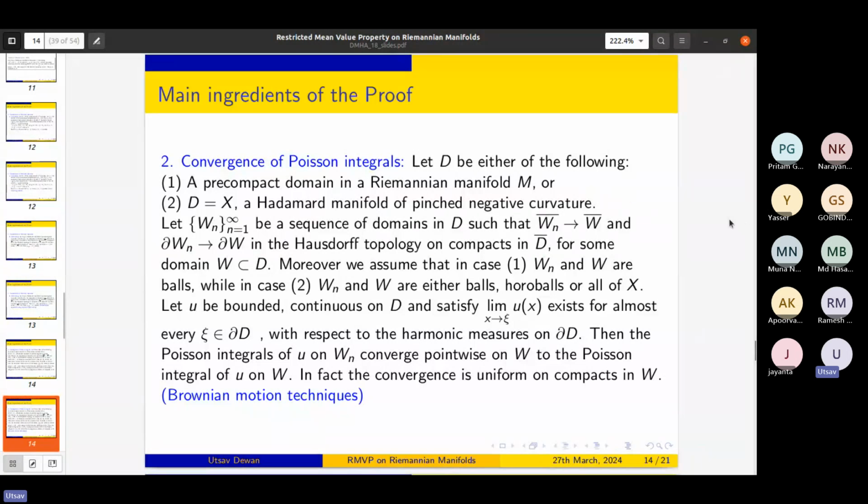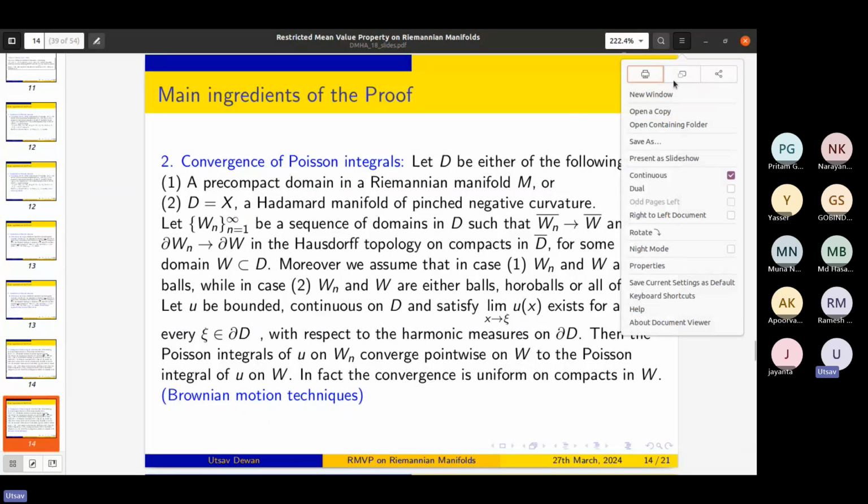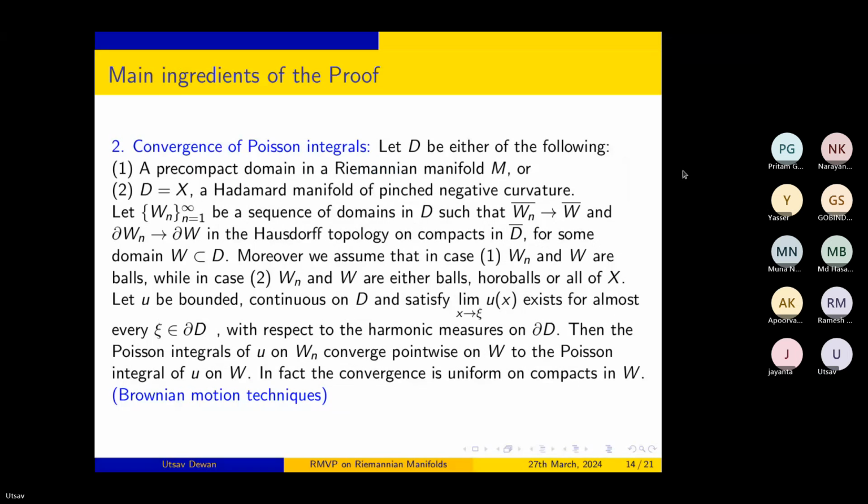So I mean, is it working? You can make it full screen. Yeah, sure. Okay, good. Sometimes I'm getting confused about whether I'm connected or not. So yeah. Okay.